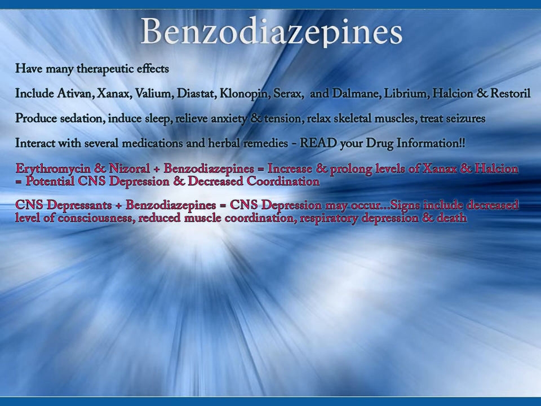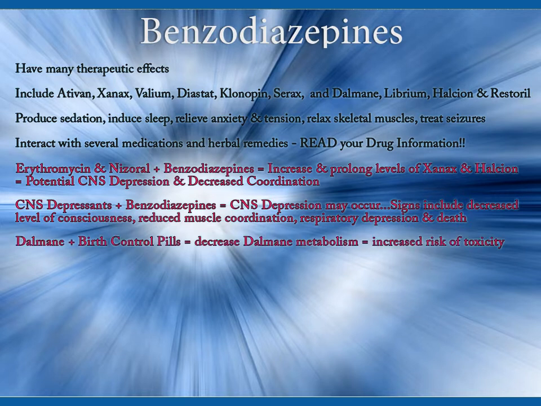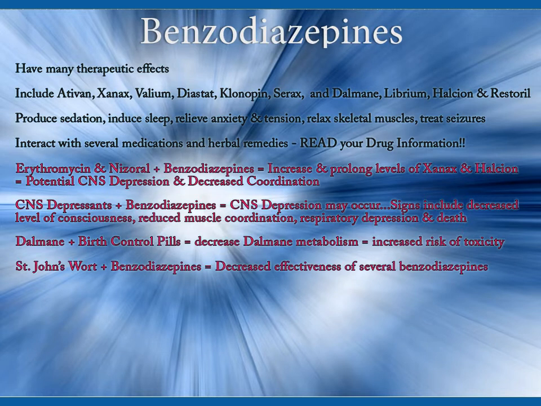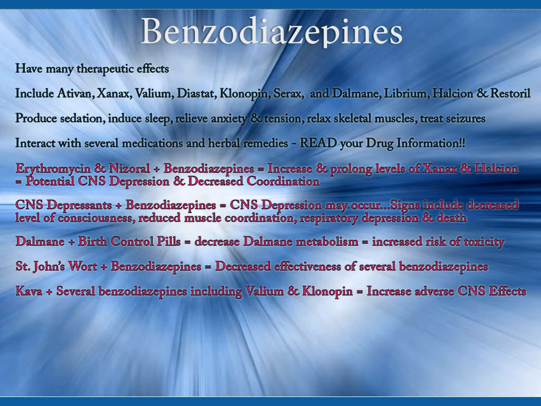When benzodiazepines are taken with other central nervous system depressants, such as alcohol, anticonvulsants, and sedatives, increased central nervous system depression can occur. The signs of CNS depression include decreased levels of consciousness, reduced muscle coordination, respiratory depression, and death. When Dalmane is taken with birth control pills, it can decrease the rate Dalmane is metabolized and increase the risk of toxicity. St. John's wort can decrease the effectiveness of several benzodiazepines, and kava can increase the adverse CNS effects of several benzodiazepines, including Valium and Klonopin.